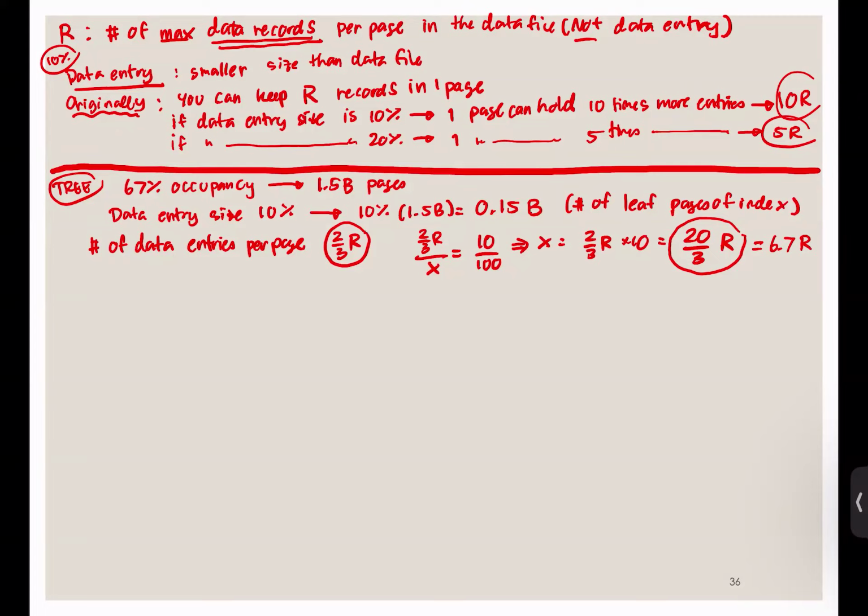If it's just 10% flat without occupancy rates, that would be easy, just like the top part. But now we have to take care of the occupancy rate as well. So I cannot hold 10R anymore. If it's just 10%, that's 10R, very easy. But now I can only hold 6.7R because I have to leave something empty for the occupancy rate of 67%.